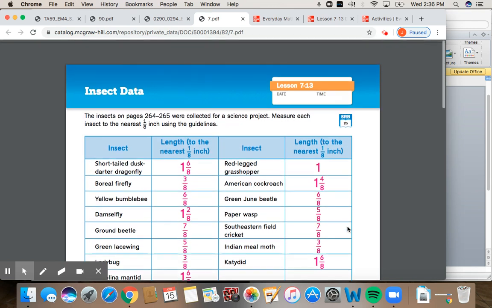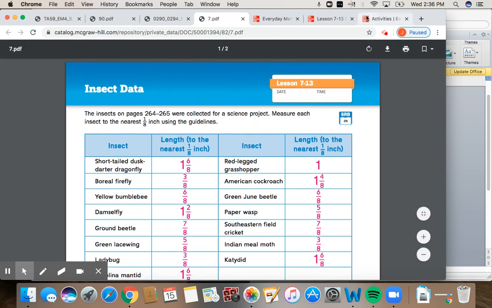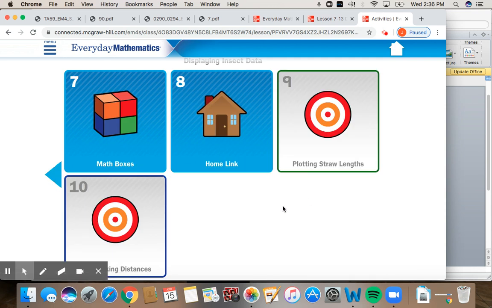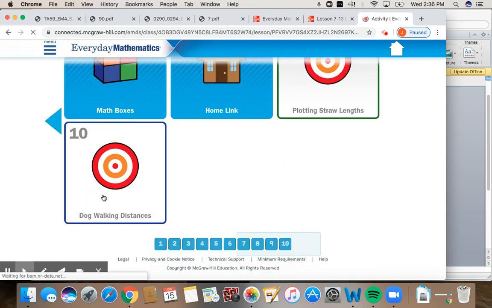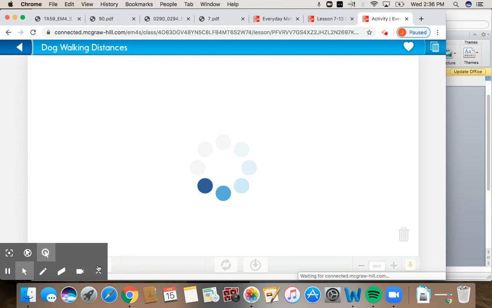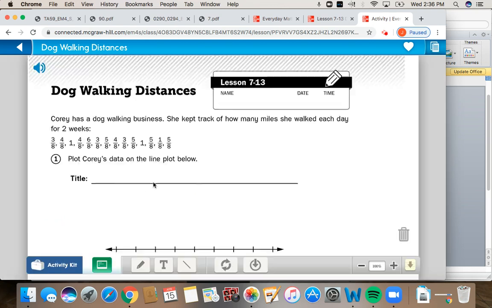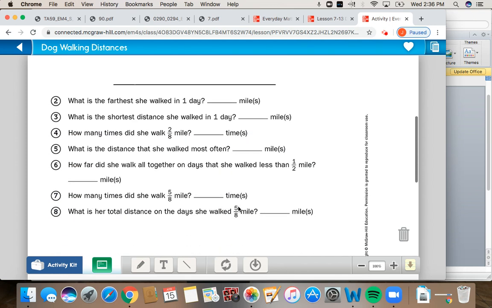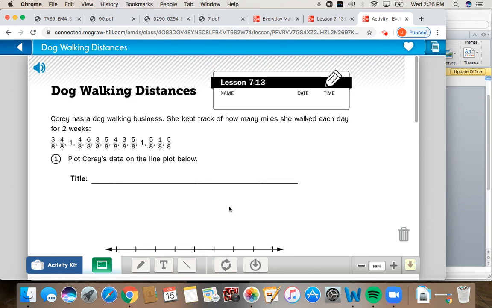All right, so we're going to move on because there is an activity that I'd like to do with you. And I want you to go all the way to slide 10, which is called dog walking distances. This is what I want to do with you. So we are going to take a look at all of these distances, all of our measurements, and we're going to plot them on our line plot, and then we're going to answer questions about what we did.